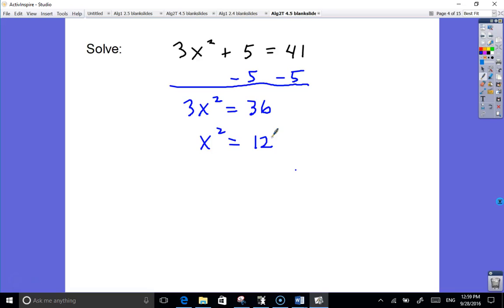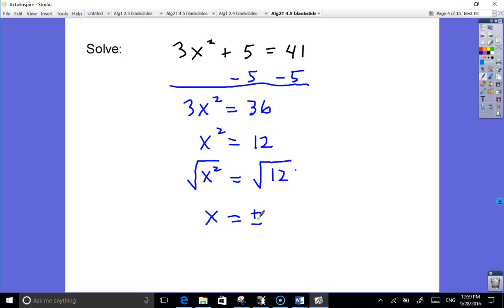What is the next step? Take the square root of both sides, right? So the square root of x squared equals the square root of 12. So x equals, now we're going to have to include plus or minus. Plus or minus means it's both the positive and the negative answers. It's a way to write them condensed.